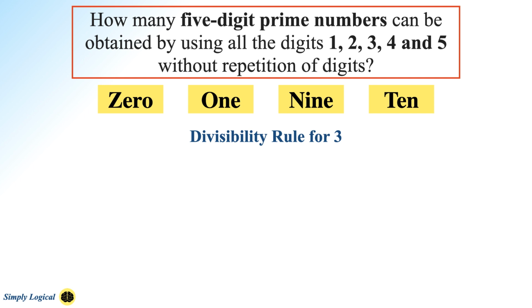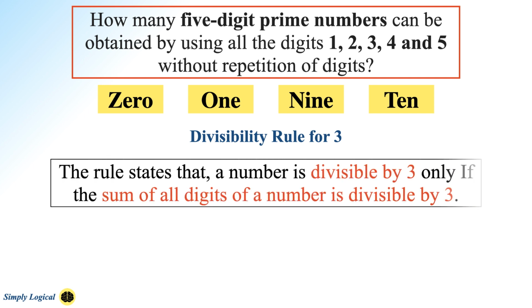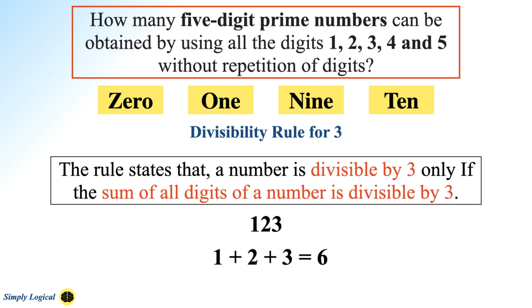The most important rule which comes in handy here is the divisibility rule to find whether a number is divisible by 3 or not. The rule states that a number is divisible by 3 only if the sum of all digits of the number is divisible by 3. For example, 123 is divisible by 3 because the sum of all the digits is 1 plus 2 plus 3, which is equal to 6, and 6 is divisible by 3, hence 123 is also divisible by 3.